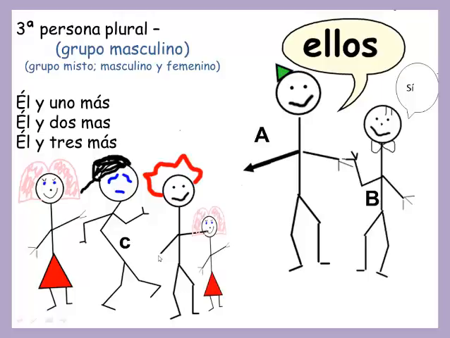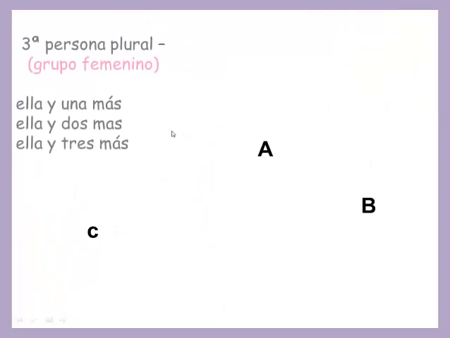There's the last partner. And once again, here we go. If you've got a group of all boys, you would use ellos. If you've got a mixed group in which you have just one boy, you would use ellos. And the pronoun in English is they.